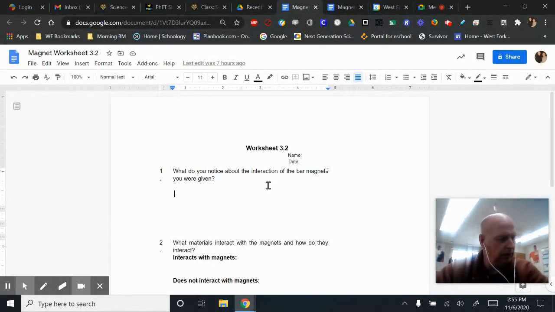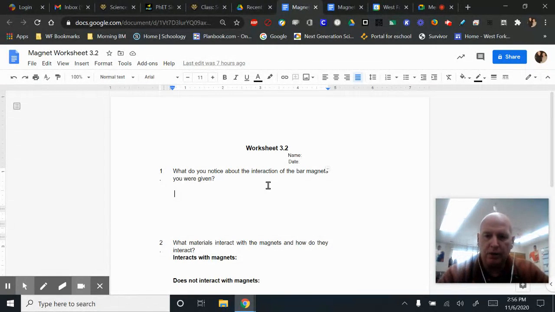Even if you weren't given a bar magnet, maybe you have a magnet sitting on your refrigerator, or you have a speaker or something like that that has a magnet in it, but you don't need a magnet. You've all interacted with magnets before.